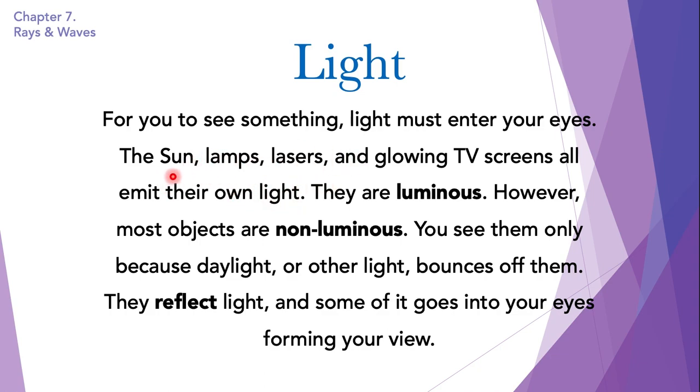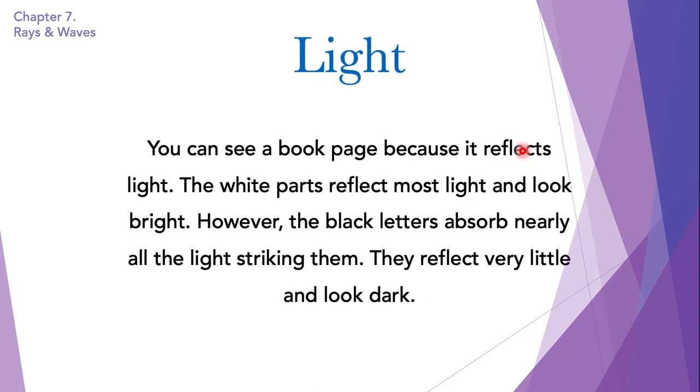So this was non-luminous and luminous objects and how light is necessary for us to see something. We can only see something if light reflects from that object and goes into our eyes. So you can see a book page because it reflects light. The white parts reflect most light and look bright. However, the black letters absorb nearly all the light striking them, so they reflect very little and look dark.